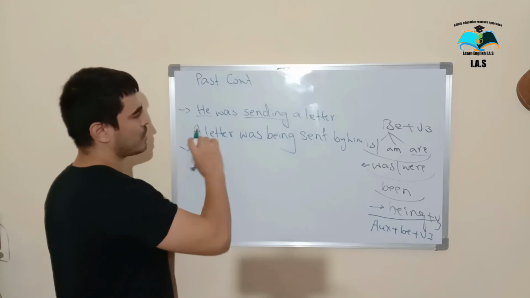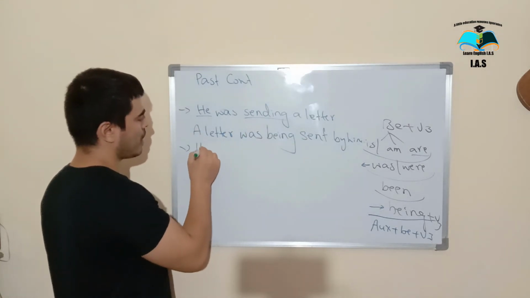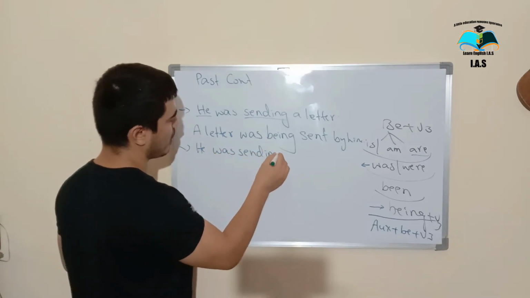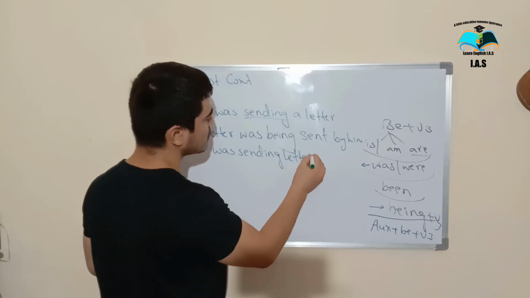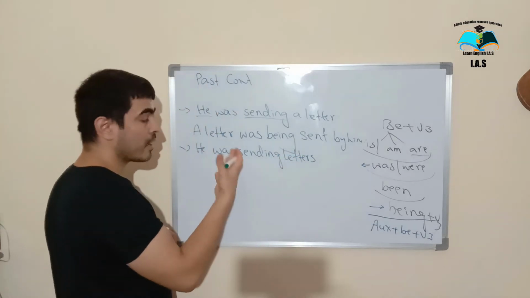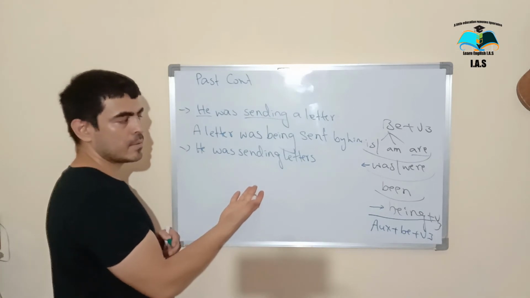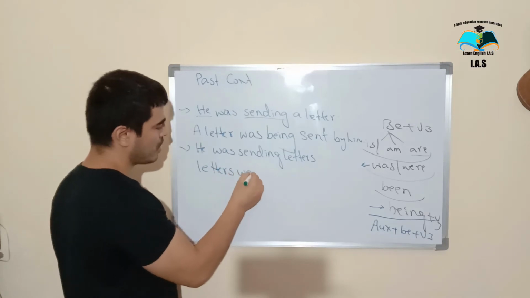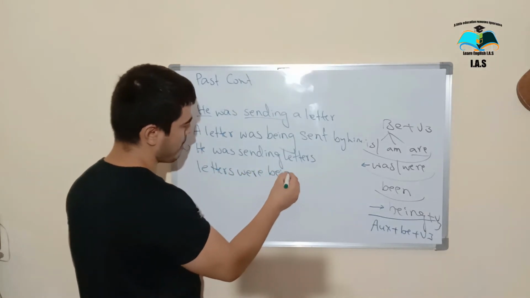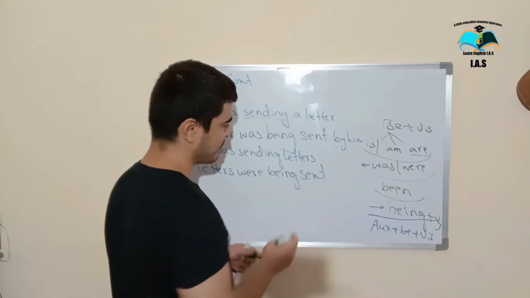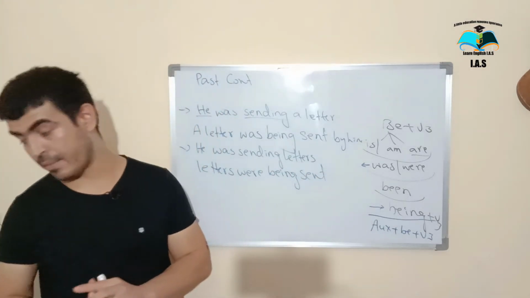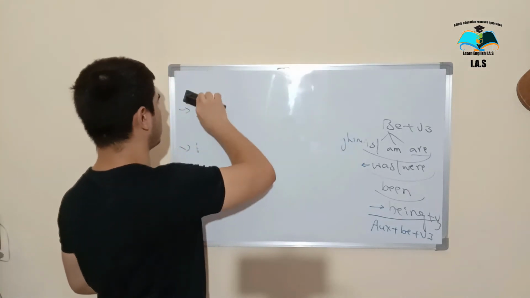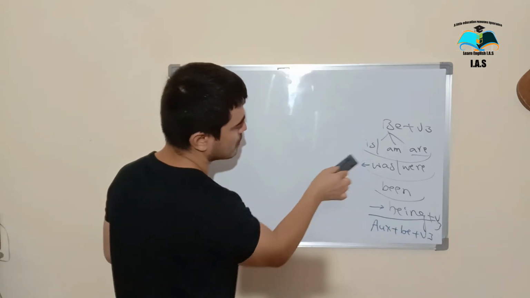You can use by him, if you want. So the next example is very simple. You can say he was sending letters, right? So again, can you do it? You try it first. Very good. So letters were being sent by him. Letters were being sent by him. Okay, this was past continuous tense.